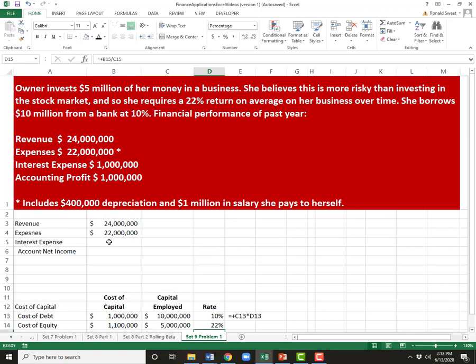All right. So interest expense, if you'd like, you can just do the equal key and go down to this number, but then make sure it matches what was given in the problem. And in your accounting profit, you just do equal revenue minus expense minus interest expense, and you get $1 million. Again, that matches what we have here.